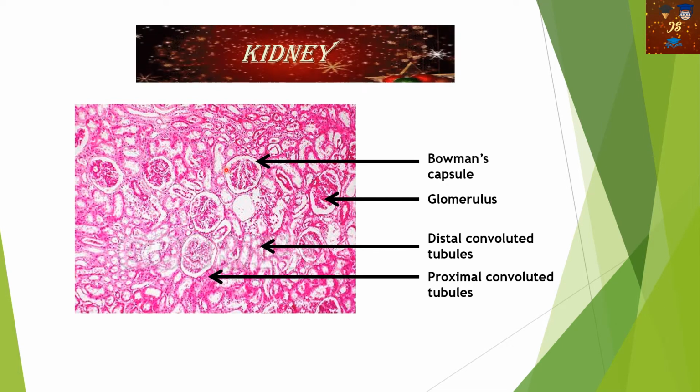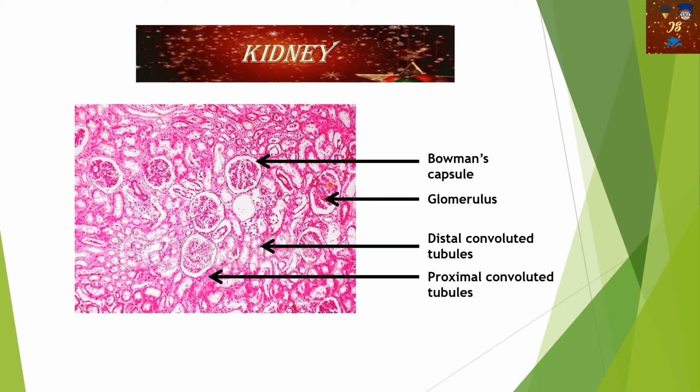So this round shaped part is called the Malpighian corpuscle. Now this Malpighian corpuscle is made up of two parts, the Bowman's capsule. Capsule means the covering. So this white part indicated here by the arrow is the Bowman's capsule, which covers the glomerulus. This deep pinkish part inside is called the glomerulus. So Bowman's capsule and glomerulus collectively form the Malpighian corpuscle, which is the first identifying character of the kidney.